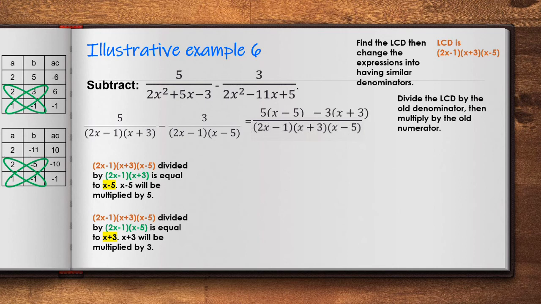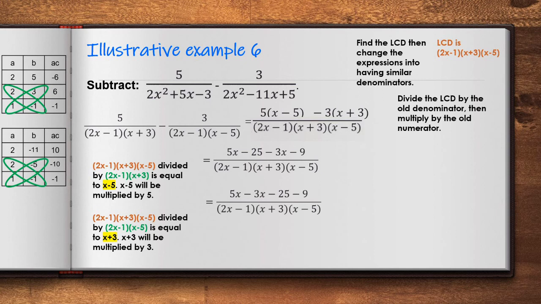Then simplify. 5 times x is 5x. 5 times negative 5 is negative 25. Negative 3 times x is negative 3x. And negative 3 times positive 3 is negative 9. Now combine like terms. 5x minus 3x is 2x. Then negative 25 minus 9 is negative 34.